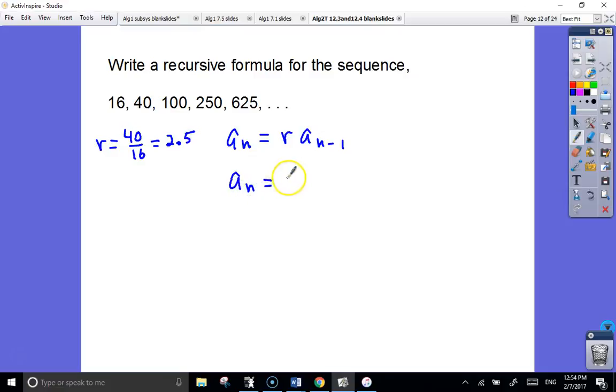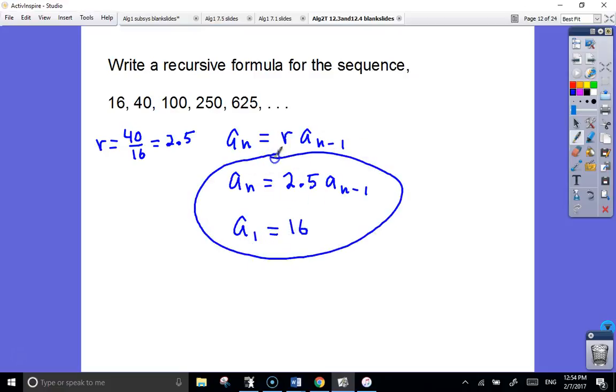An equals 2.5 an minus 1. Okay, does that completely describe our sequence? You have to put the first term. The first term is 16. And now, together, those two completely describe that sequence.